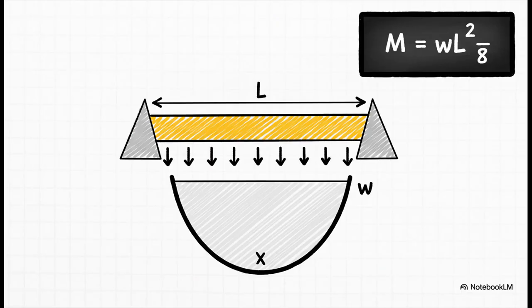And one last little tip. Don't freak out if you have to do a quick sanity check calculation. This simple beam formula, moment equals WL squared over 8, is your absolute best friend for getting a rough idea of the bending in a simple span purlin. It's the go-to for a quick check.